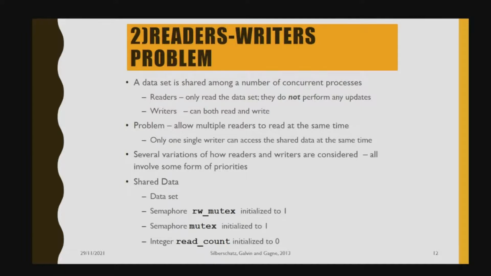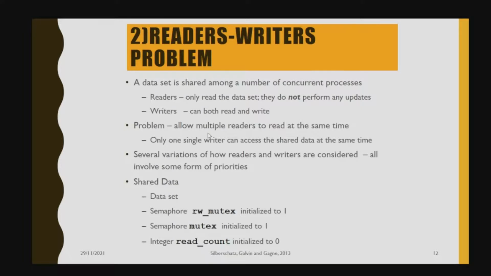So a data set is shared among a number of concurrent processes. Okay, we have multiple processes there. So readers only read the data set. Okay, they do not update the data. They do not do anything. They just read the data. Writers can both read and write. So we have two roles here, readers and writers.